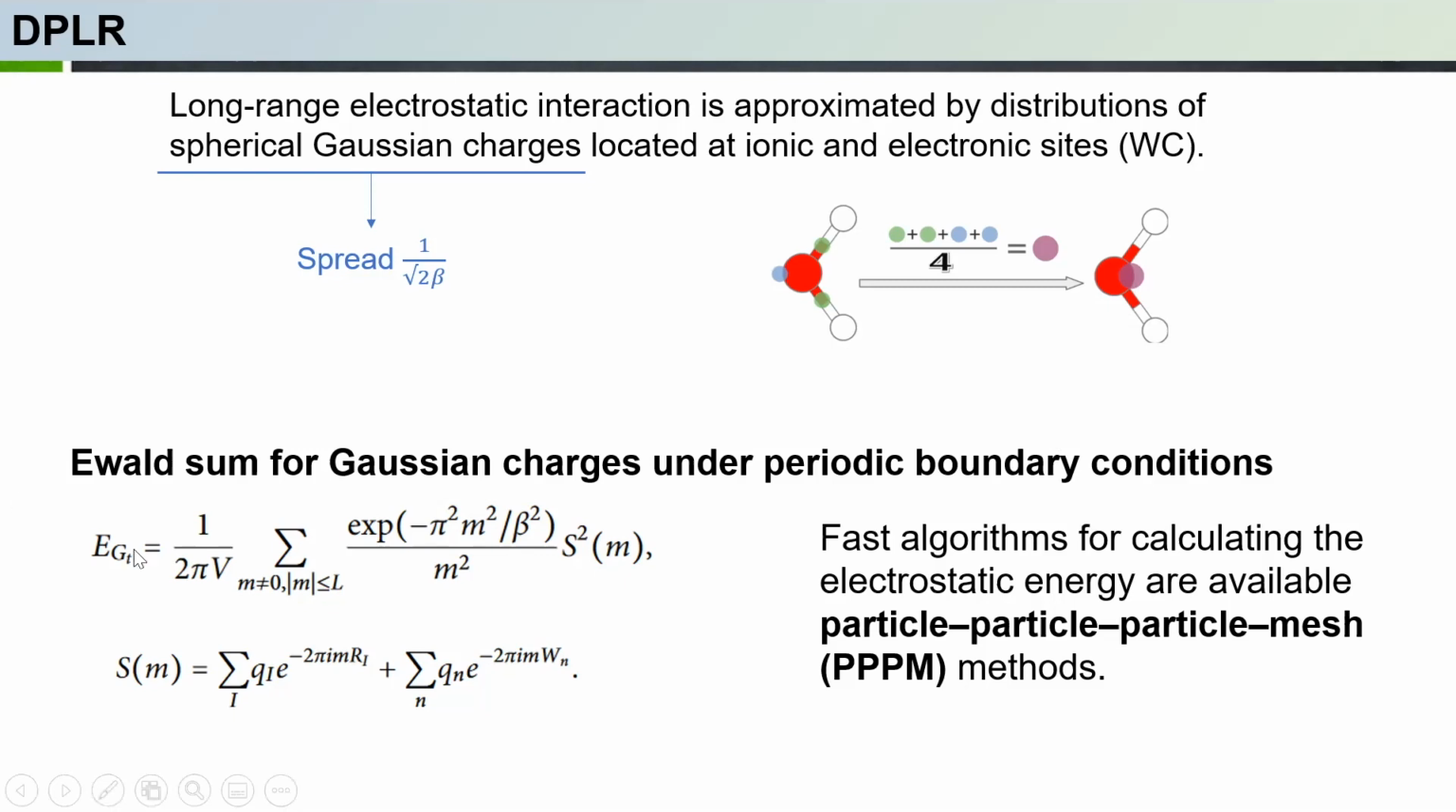And the electrostatic interaction energy is calculated using the Ewald sum. Here we use a fast algorithm for the Ewald sum. It's called the particle-particle particle-mesh method.